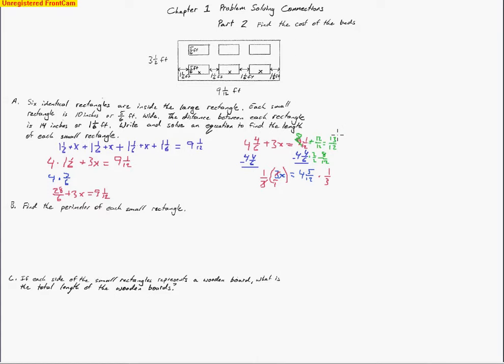So now what I need to do is change this 4 and 5/12 to an improper fraction. So 4 times 12 makes 48, plus the 5, and that's going to give me 53. So 53 over 36, and I got that by doing the 12 times the 3 at the end.